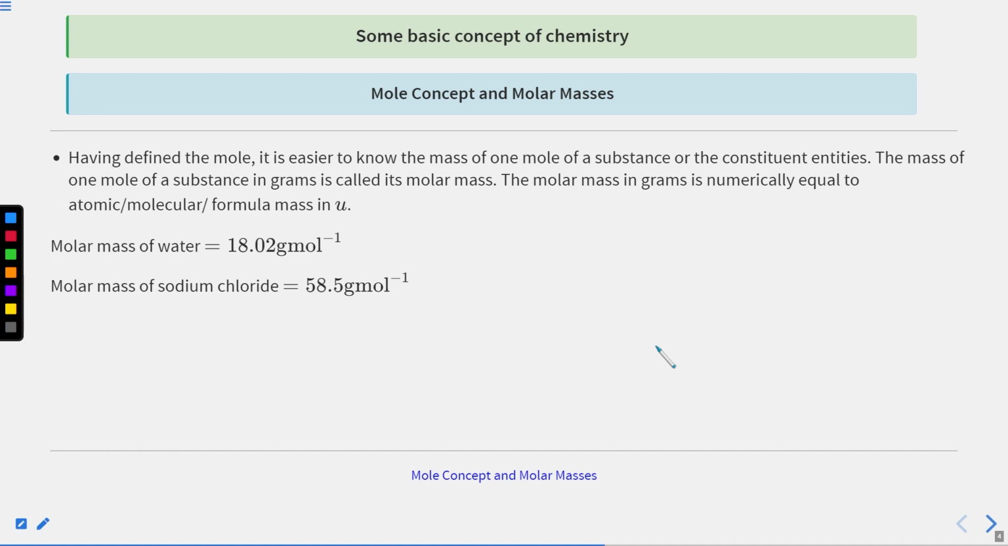So we have defined the mole. The molar mass in grams is numerically equal to the atomic mass in u. If I say the mass of 1 mole of a substance in grams is called its molar mass, and if you write it in terms of u, then it is said as atomic mass. So the molar mass of water is this much gram per mole.